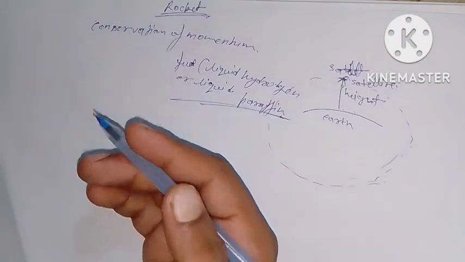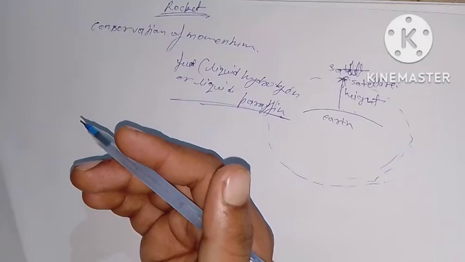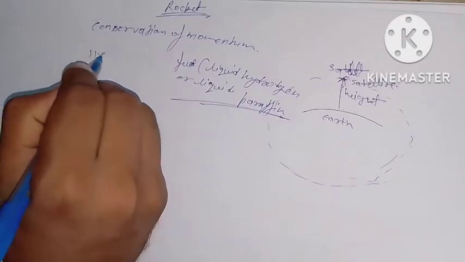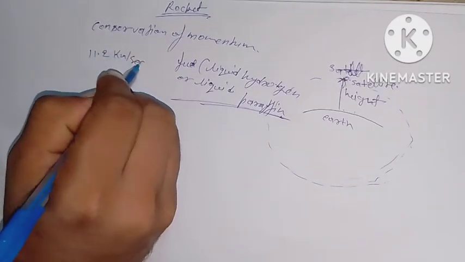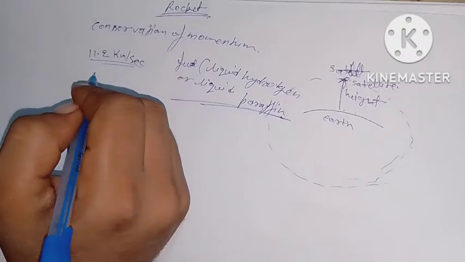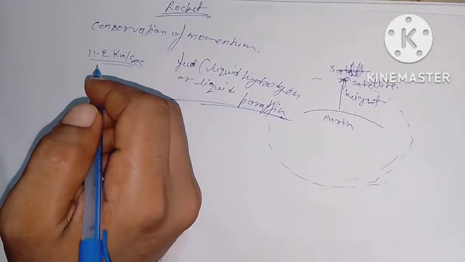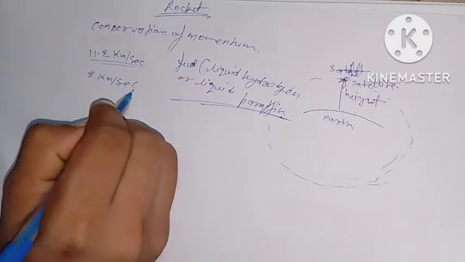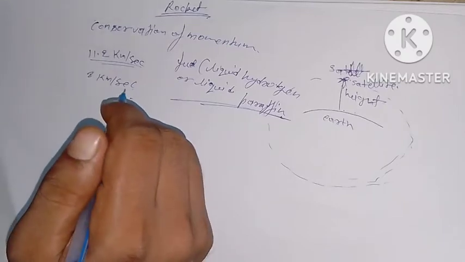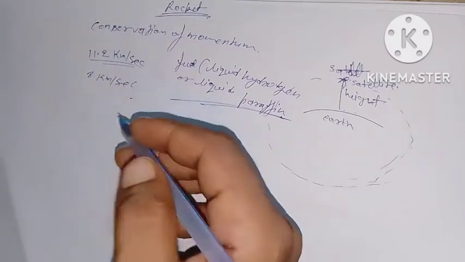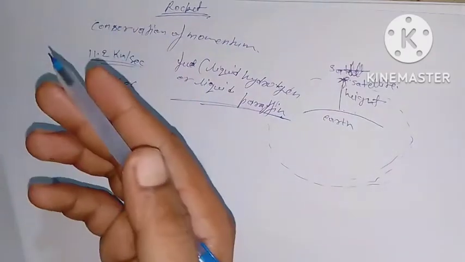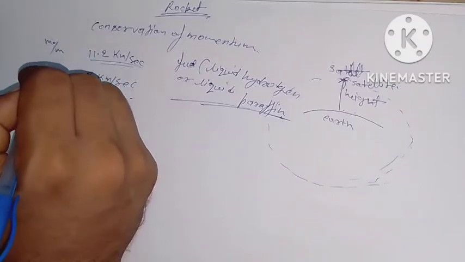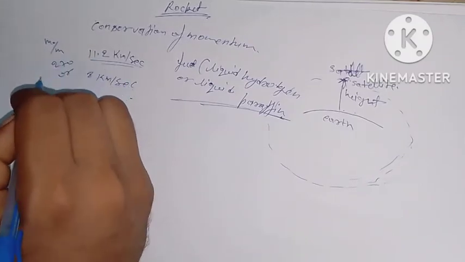In order to escape the Earth's gravitational field, the rocket must attain an escape velocity of 11.2 km per second. Okay? Our orbiting velocity is 8 km per second. This is the orbiting velocity, to be able to orbit around the Earth close to its surface. To achieve this, the mass ratio M0 upon M must be 270 or slightly more.